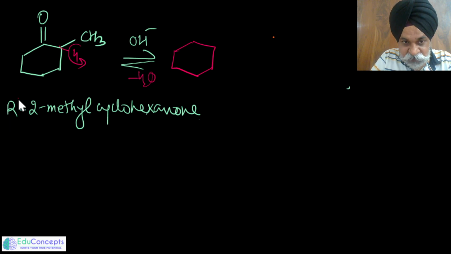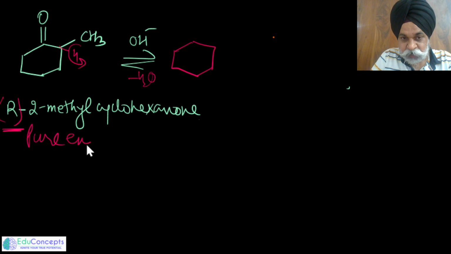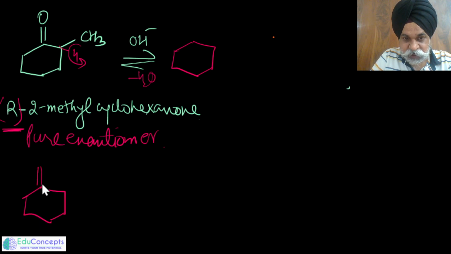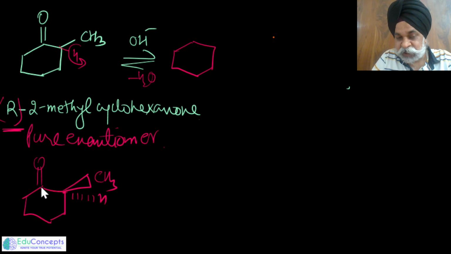So when they have spoken about R, that means it's a pure enantiomer, because this particular entity is a pure enantiomer. In a way, I may say that this is having some pure enantiomer of this type, that it is pure because it is having its optical isomer, which would be S, because it is having a chiral center here.